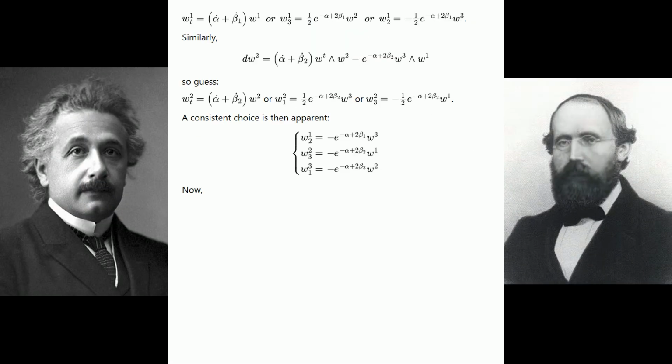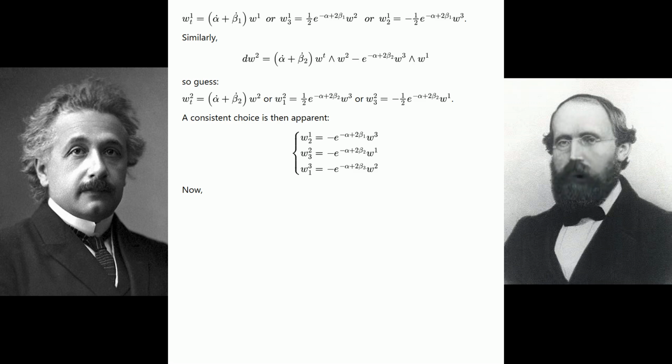ω_t^1 equals (alpha dot plus beta dot_1) ω^1, or ω_3^1 equals 1/2 e^(-alpha plus 2 beta_1) ω^2, or ω_2^1 equals negative 1/2 e^(-alpha plus 2 beta_1) ω^3. Similarly, see the equation shown.